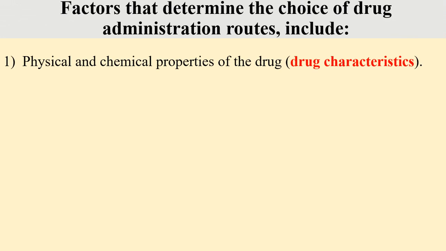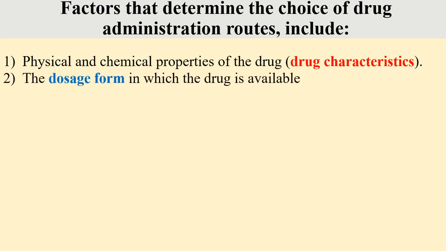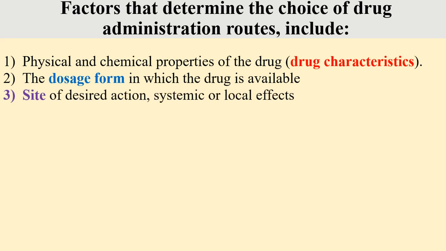Now, what are the factors that determine the choice of a drug administration? How do we use the right route? This includes the physical and chemical properties of the drug, that means the drug characteristics, and the dose form, if it is liquid or tablet or solid or something like that. And also the site of desired action, systemic or local. This gives an idea of how to choose the right site of administration of this drug.